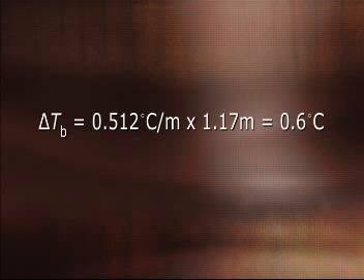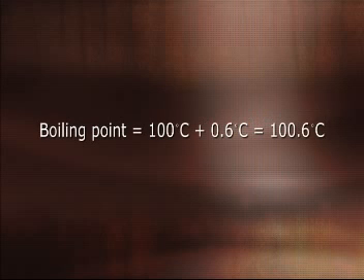0.6 degrees Celsius. In order to calculate the boiling point, we simply have to add the boiling point of water, which is 100 degrees Celsius, to the elevation in boiling point, which gives us the final answer of 100.6 degrees Celsius.